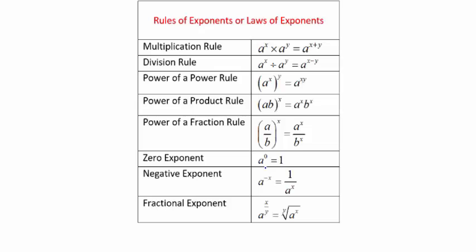For zero exponent, a raised to 0 is equal to 1. For negative exponent, a raised to minus x is equal to 1 by a raised to x. For fractional exponent, a raised to x by y is equal to the yth root of a raised to x.